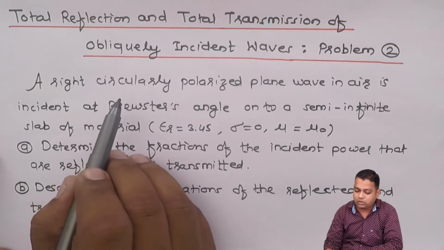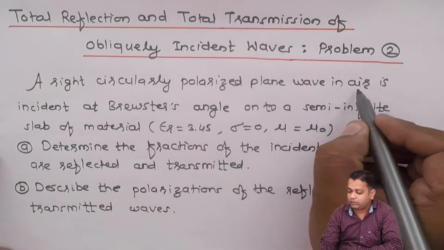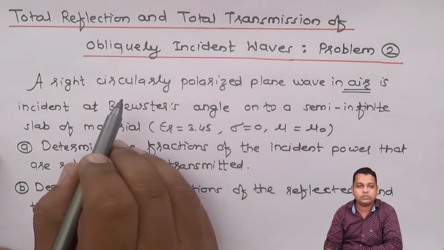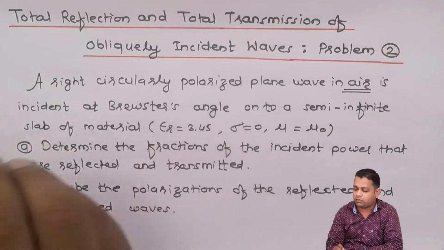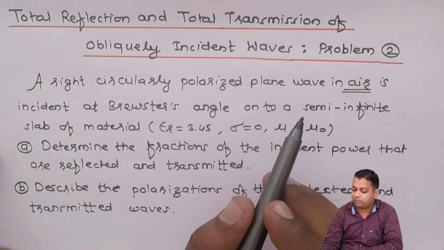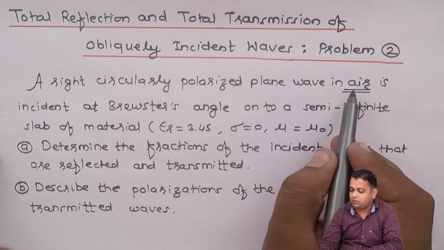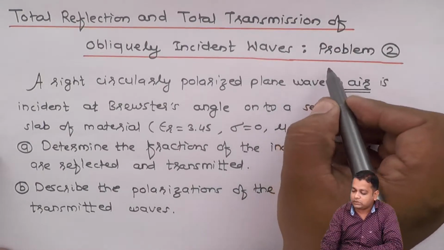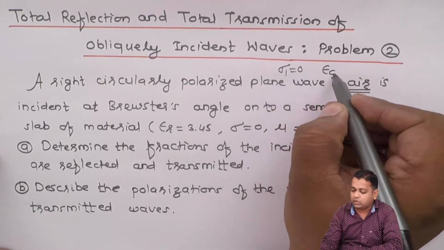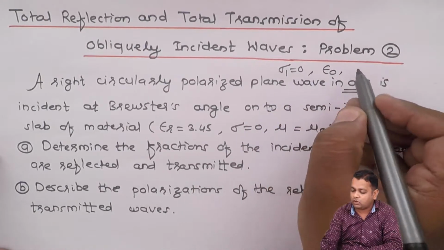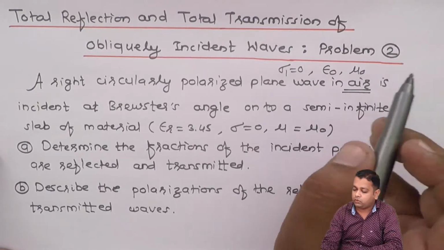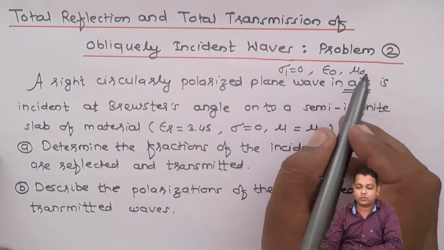The most important thing is it is coming from air. While solving problems based on reflection and transmission at oblique incidence or normal incidence, it is better to first of all understand which particular mediums are there. So air will be medium number 1. Hence the conductivity sigma 1 will be equal to 0, the permittivity given by epsilon 0, and the permeability given by mu 0, the constant values that we know.